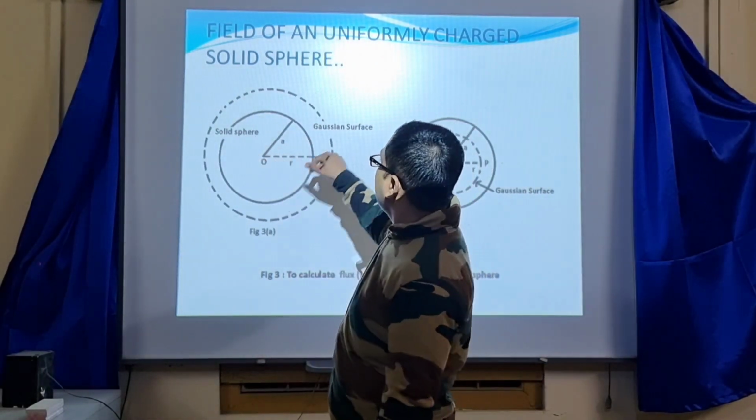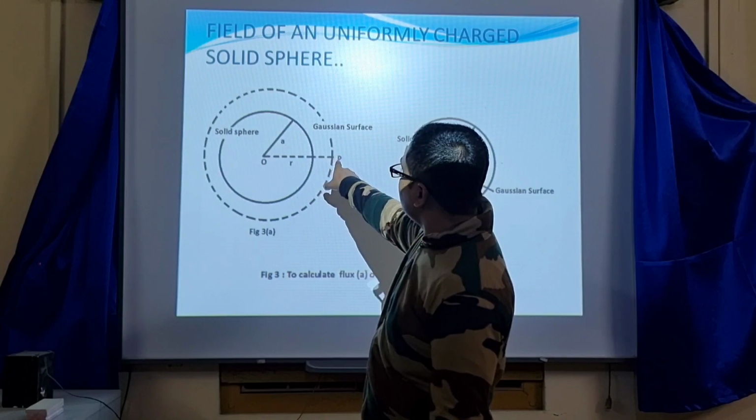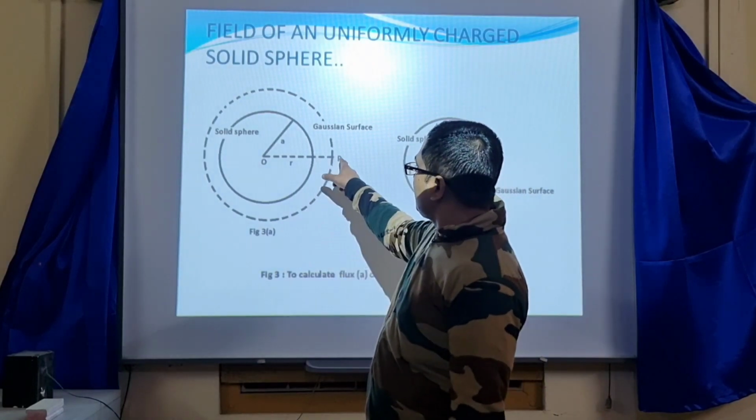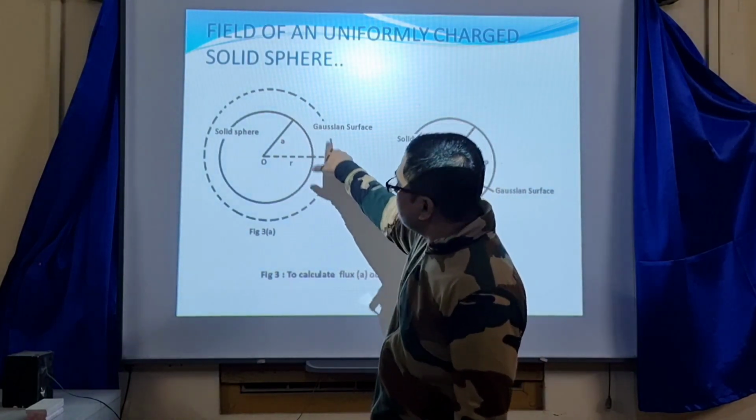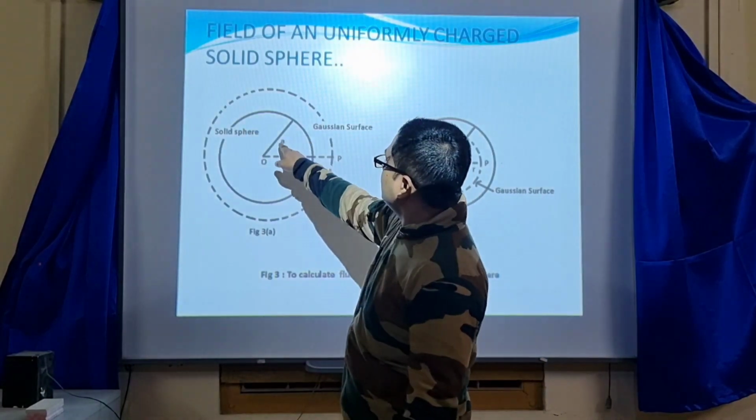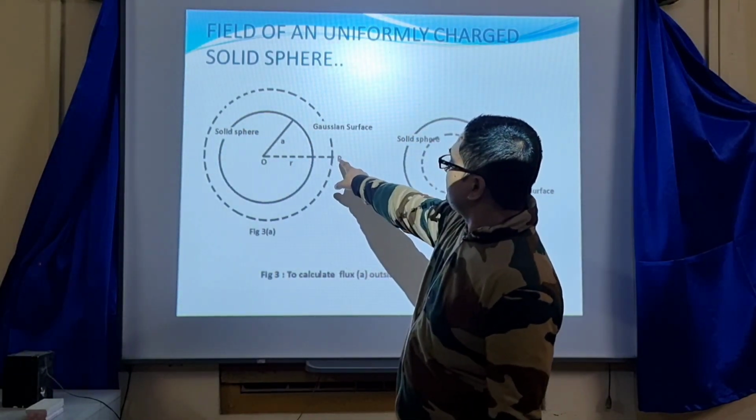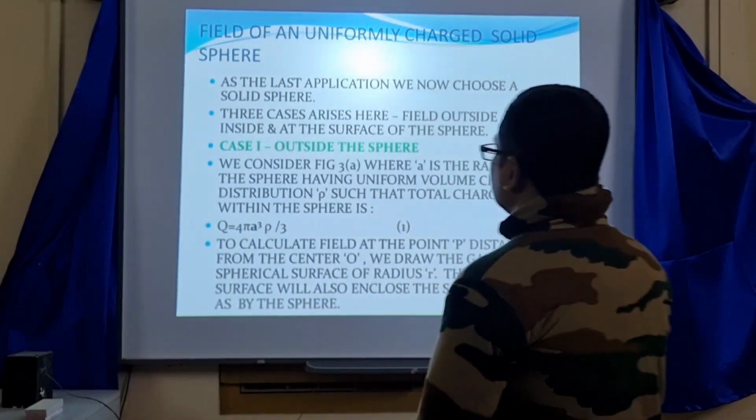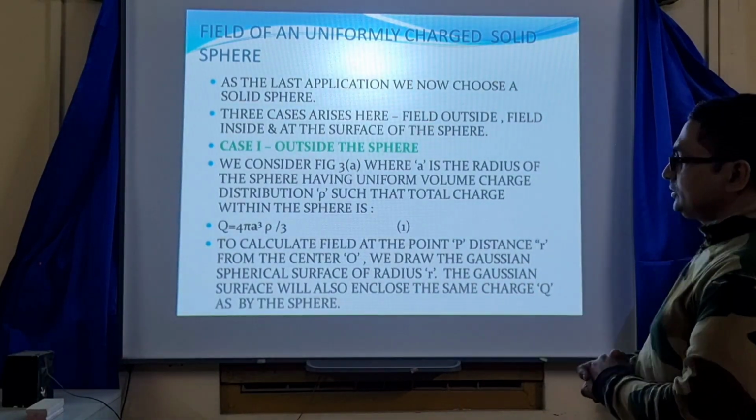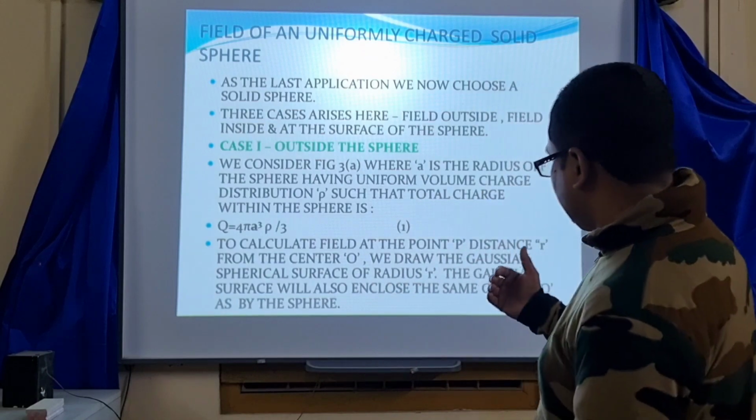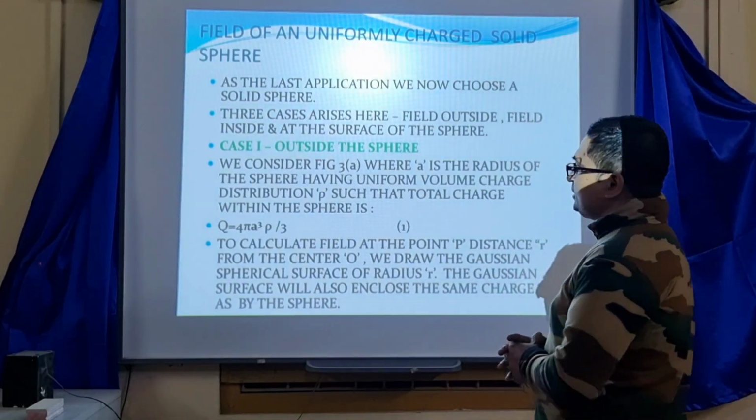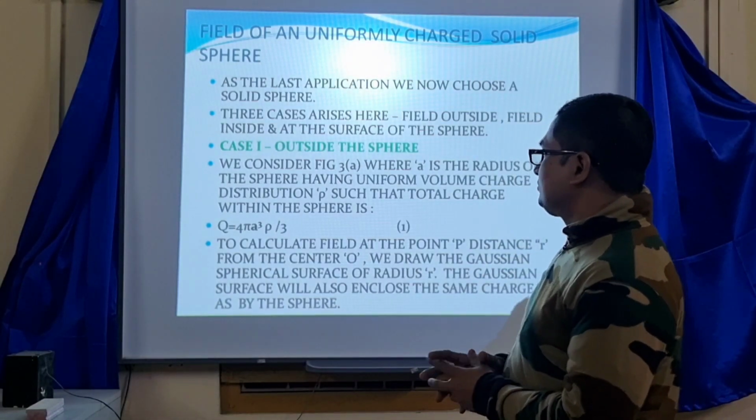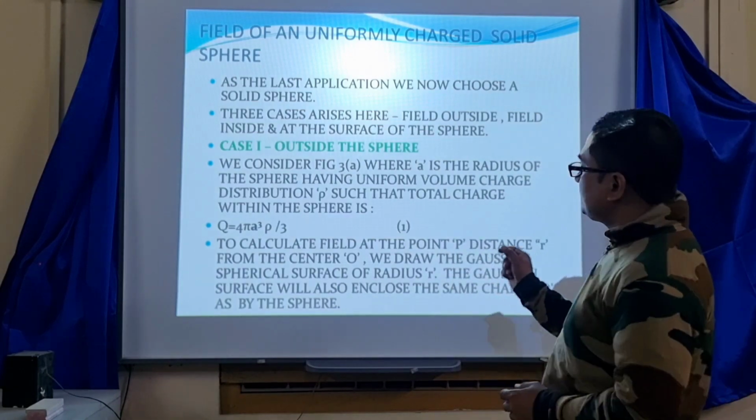This solid sphere is the reality, and we draw a Gaussian surface through the point P to apply Gauss's law in this problem. The Gaussian surface is a spherical surface of radius r, and the solid sphere has radius a. We are calculating the electric field at a point outside the sphere. The total charge within the sphere is given by capital Q equal to 4 pi a cubed rho by 3, because 4 pi a cubed by 3 is the volume of the sphere.